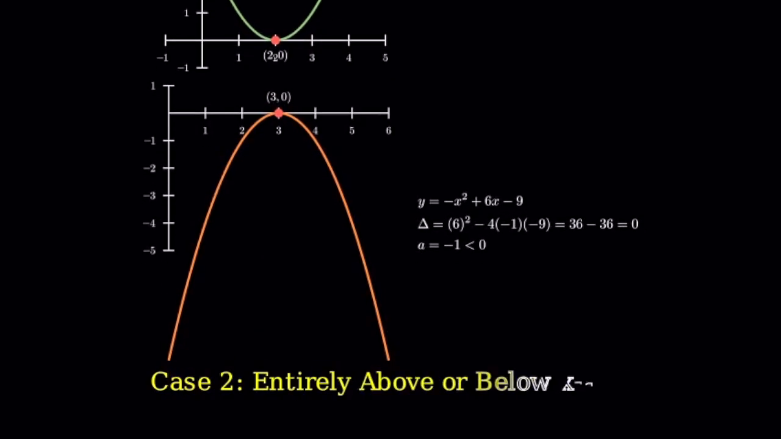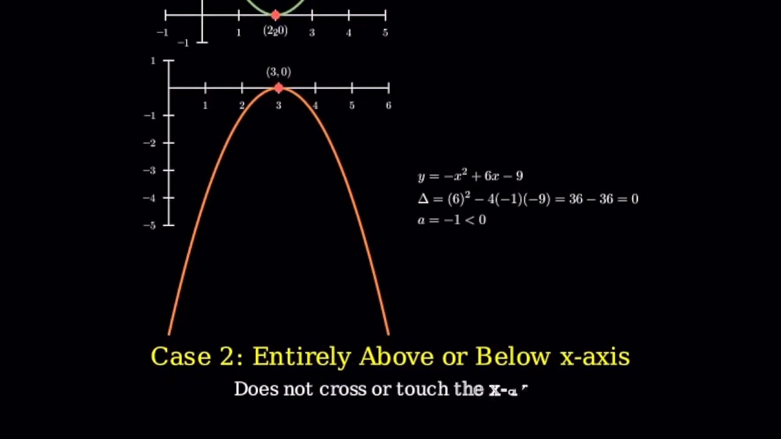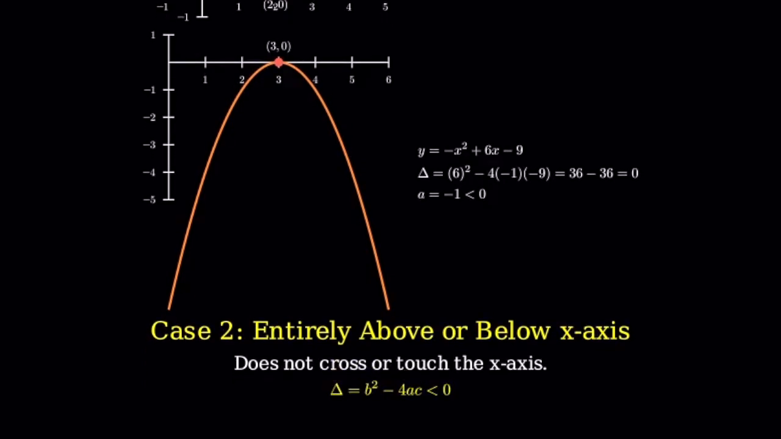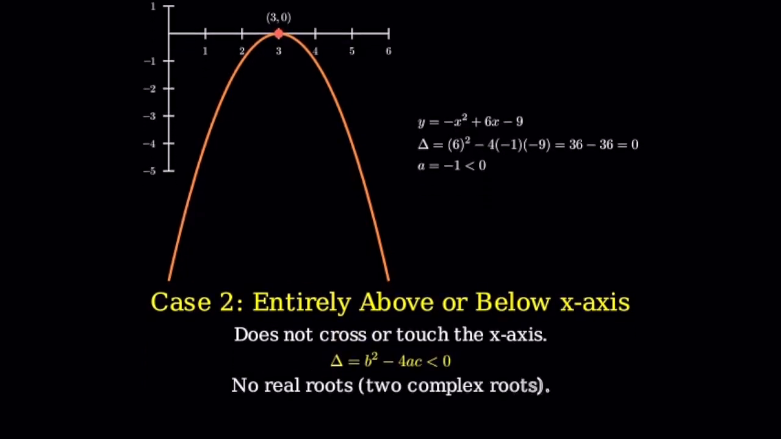Second, the parabola might be entirely above or entirely below the x-axis, never touching or crossing it. This occurs when the discriminant is negative. In this situation, the quadratic equation has no real roots. Its roots are complex.